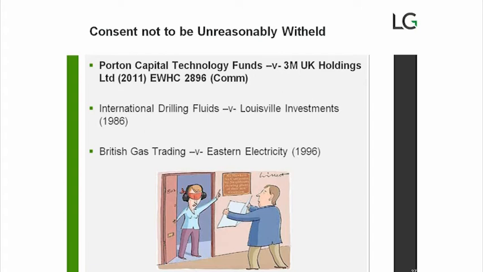So what happened in the Porton Capital 3M case? Here, 3M bought the shares in a business called Acolyte from Porton Capital. The share consideration included an earn-out element based on future sales of Acolyte's sole product, which was an MRSA detection technology called Backlight. To protect the earn-out, 3M agreed not to stop the development and marketing of Backlight without the seller's consent.